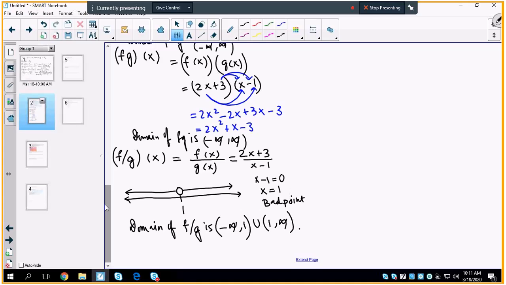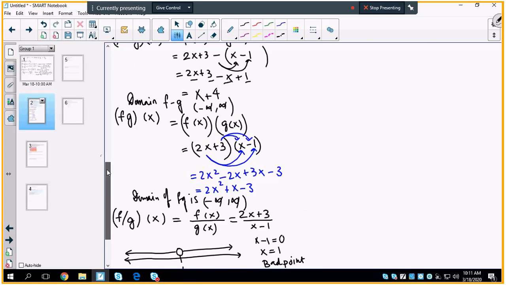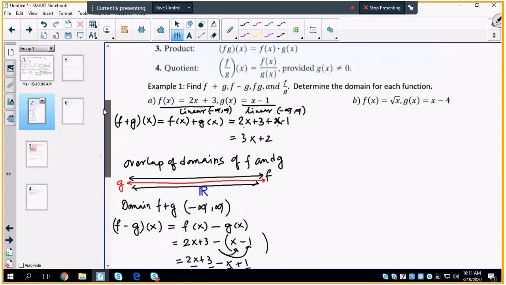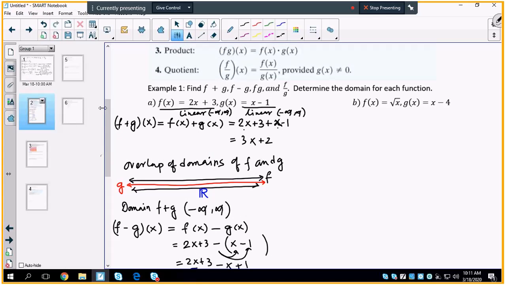We'll practice one more of this kind, and this time again we will have two different functions given to us, and what we would like to do is for these two functions combine them as we have done in exercise A. So first we're going to start working with f plus g. F plus g of x by definition is going to be f of x plus g of x.